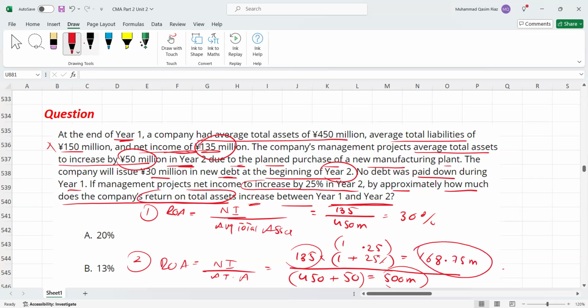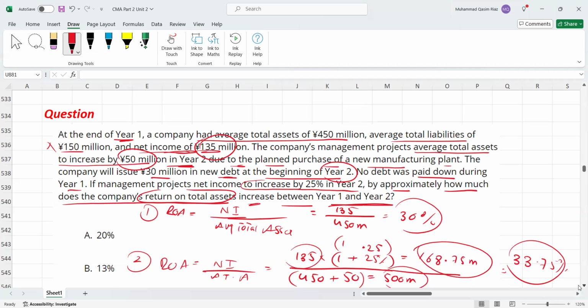This is my average assets. So just divide by 500 million, and multiply by 100. So my return on asset will be 33.75%. See, in year one, my return on asset was 30%. And in year two, my return on asset is 33.75%.